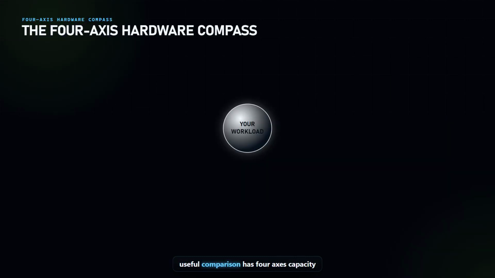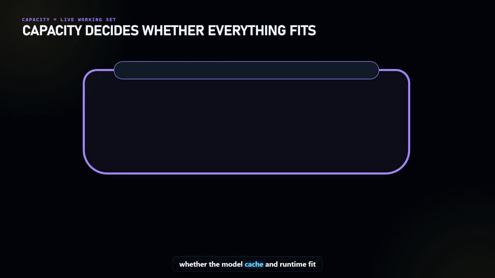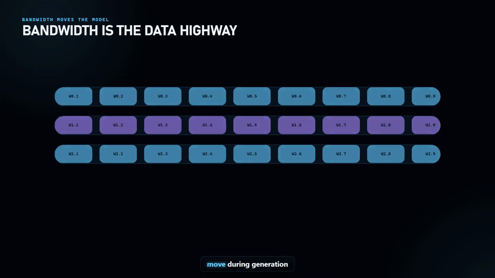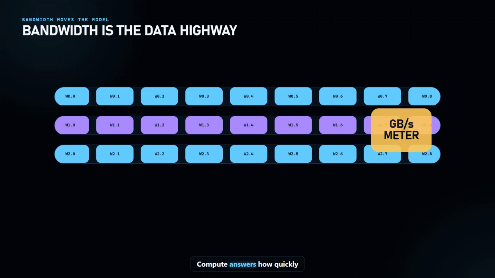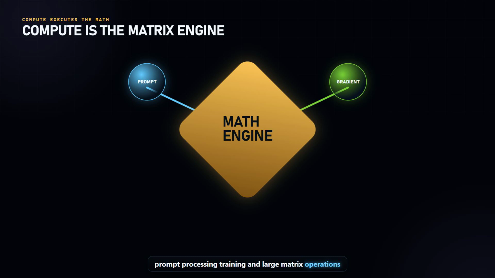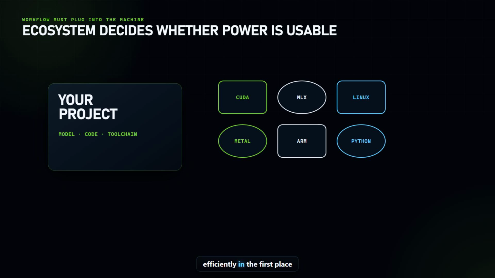The useful comparison has four axes: capacity, bandwidth, compute, and ecosystem. Capacity answers whether the model, cache, and runtime fit. Bandwidth answers how quickly large amounts of model data can move during generation. Compute answers how quickly the machine performs the math, especially during prompt processing, training, and large matrix operations. The ecosystem answers whether your model and workflow can use the hardware efficiently in the first place.